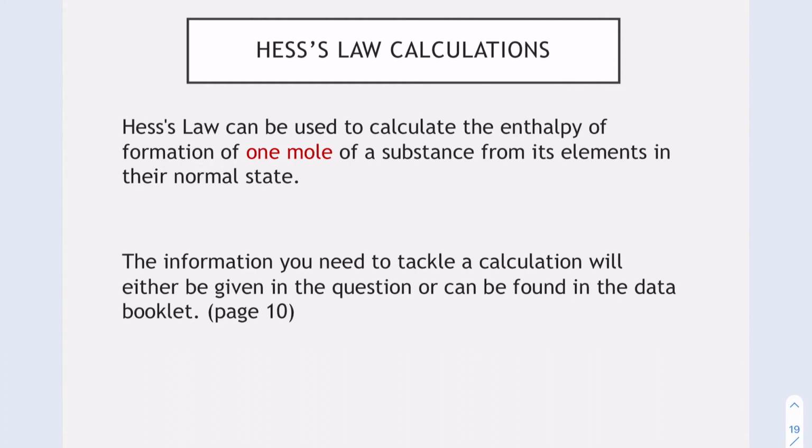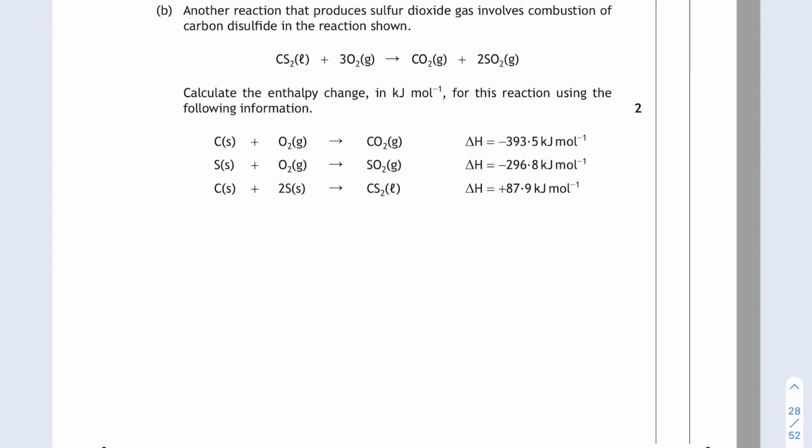Now a couple of things are important to remember. Hess's Law can be used to calculate the enthalpy information of 1 mole of a substance, so 1 mole, that's really important, from elements in their normal state. If you're looking to calculate this, you basically want to go to page 10 of the data book. There's some information to help you calculate the questions. Usually they're in the question, but if they're not, page 10 is where you want to go. So let's have a look at an example.